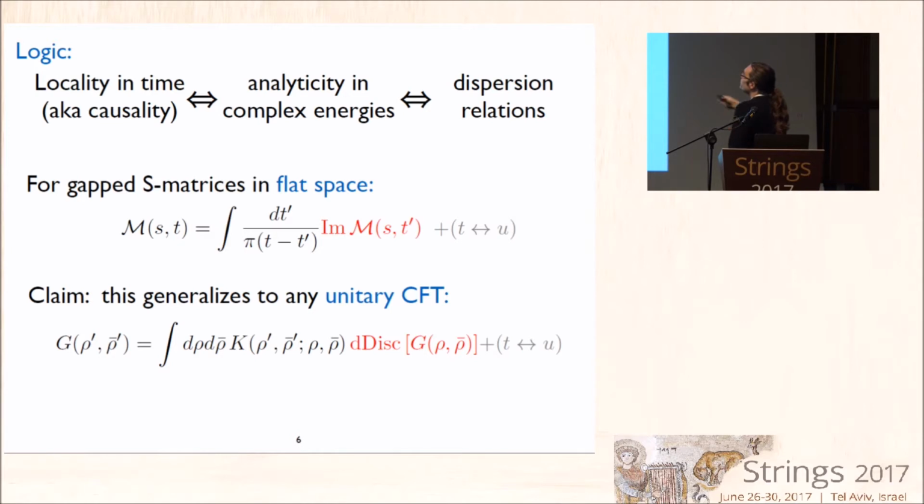And the main claim of this talk is that this generalizes to any unitary CFT. We'll be able to write the correlator in terms of some integral over its, quote-unquote, imaginary part. So what I would like to explain, for the bulk of this talk, is what is this object? What's the imaginary part of an amplitude in conformal field theory? And why is this representation interesting?